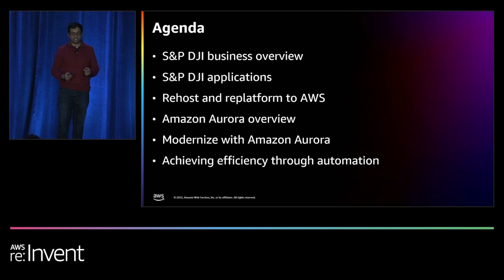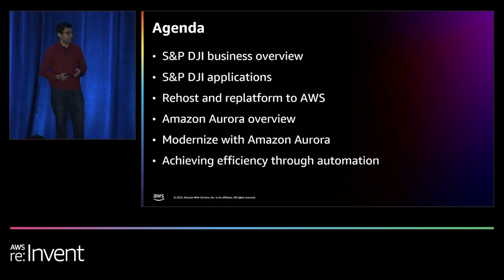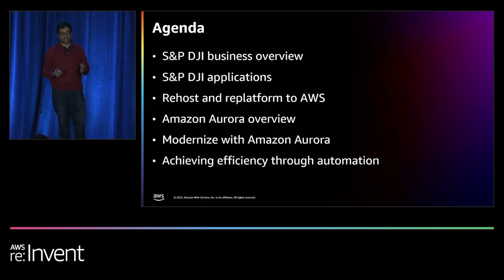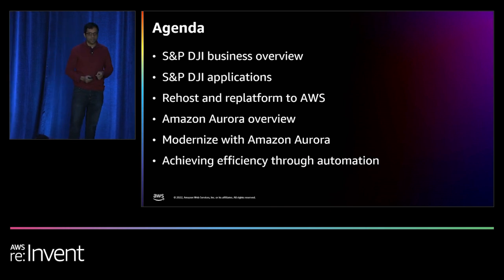What are the challenges? Then I'll talk about Amazon Aurora Overview, which is a cloud-native relational database. I'll cover some of the key concepts and basic architecture. Then Kumar will go over what features they used from Amazon Aurora to modernize their relational database landscape and ultimately achieve efficiency through automation and cloud-native capabilities. With that, I'll invite Kumar to talk about S&P Dow Jones business overview.